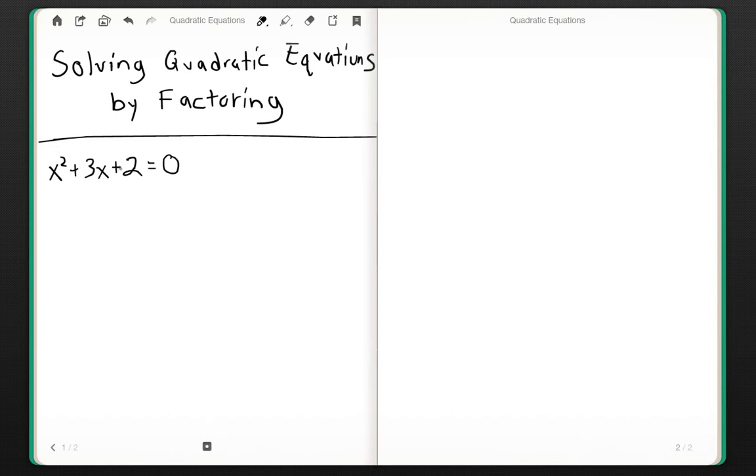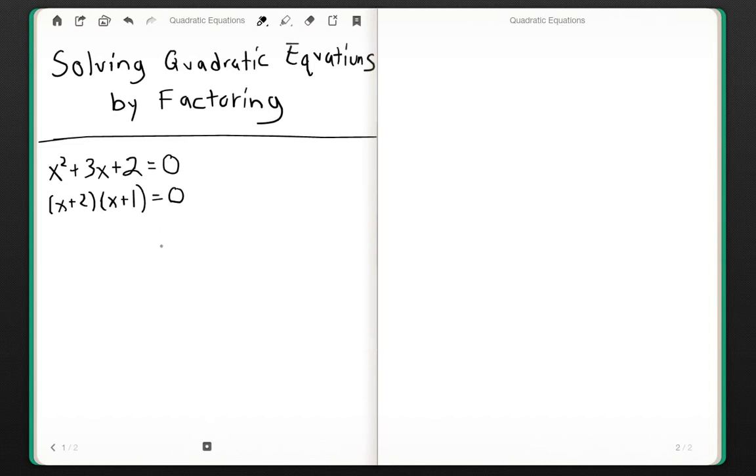So we need two numbers that multiply to 2 and add to 3. That's going to be 2 and 1. So (x + 2)(x + 1). We've changed this expression into the factored form, so it's still equal to 0.